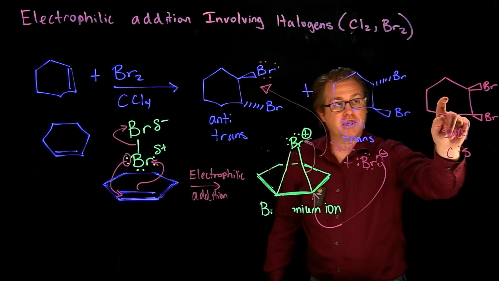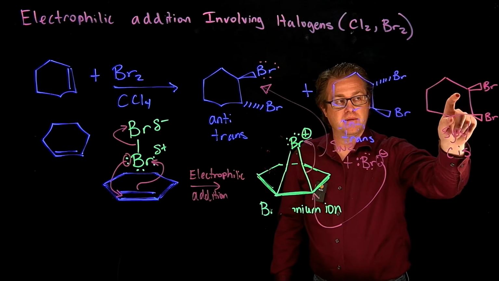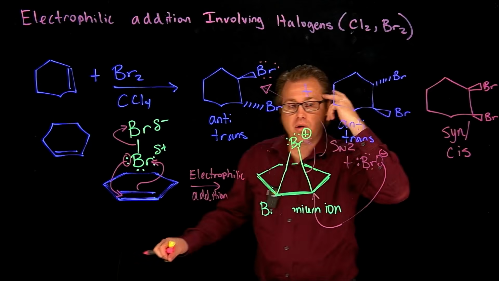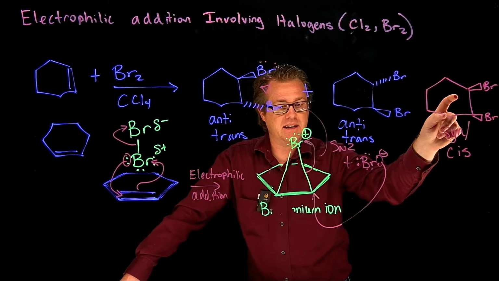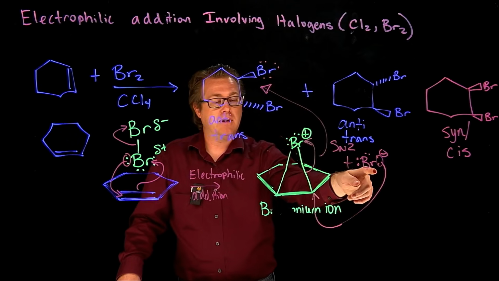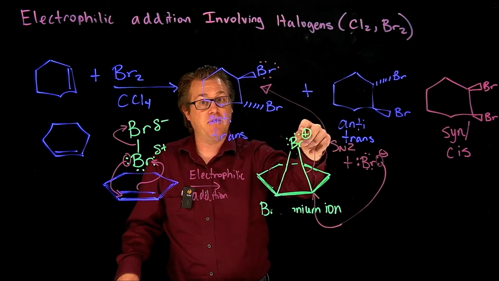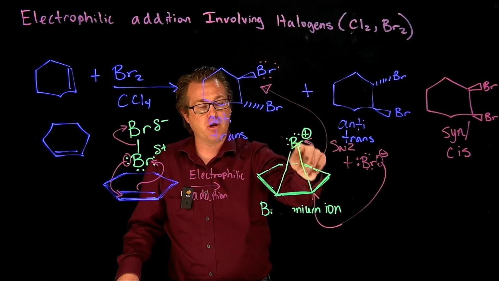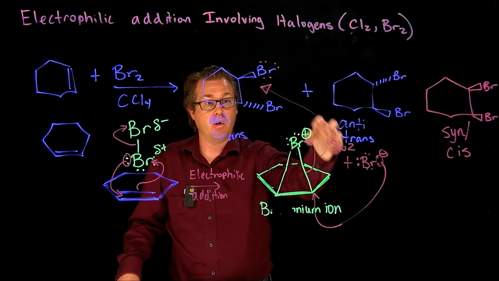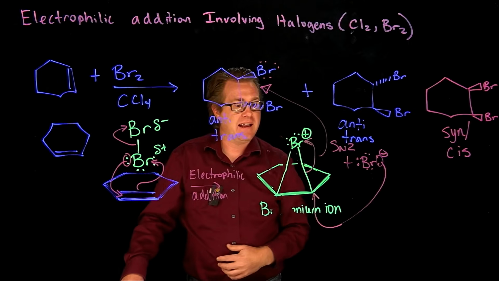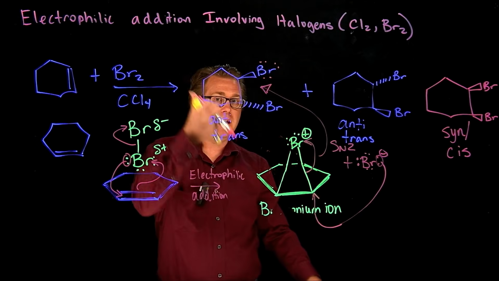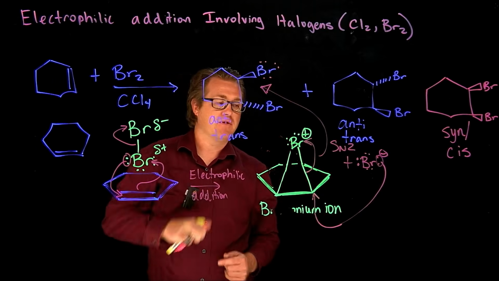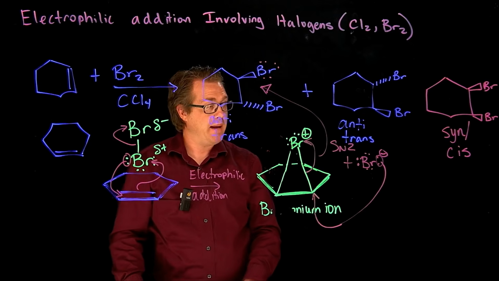Now, why do we not generate any of this? Because we're invoking an SN2 mechanism. In order to get syn addition, this bromide would have to attack from the same face that this carbon-bromine bond is breaking. So on top. And that cannot happen because the leaving group has to leave, whereas the nucleophile comes in from the opposite side, or backside attack.